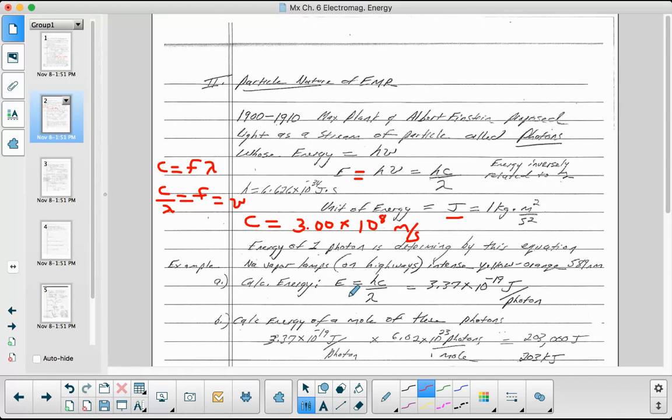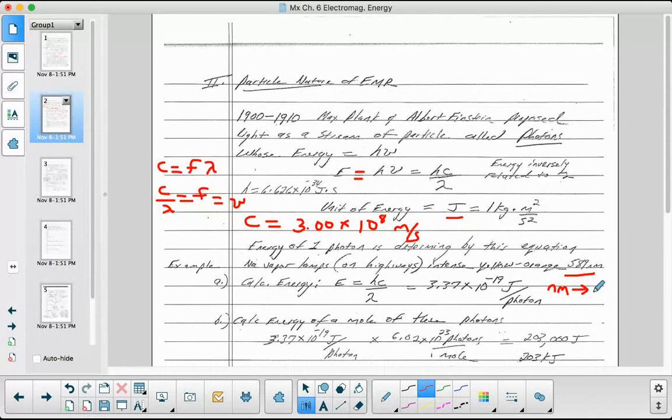So the energy would be equal to Planck's constant, which is 6.626 times 10 to the negative 34th joule seconds, times c, which would just be the speed of light. And then I would divide that by the wavelength. This here, 589, is the wavelength. And I would just have to make sure that I do that conversion from nanometers to meters.